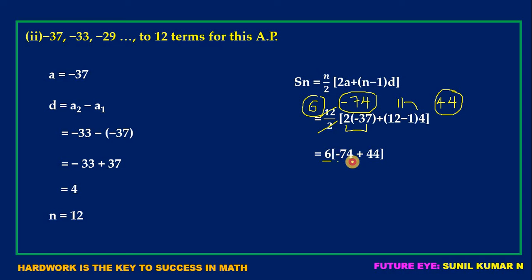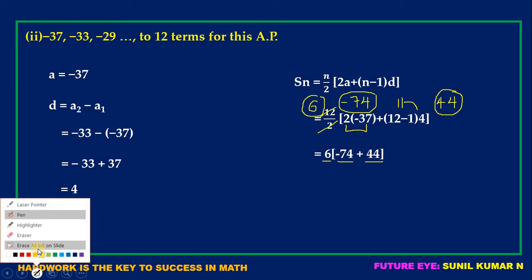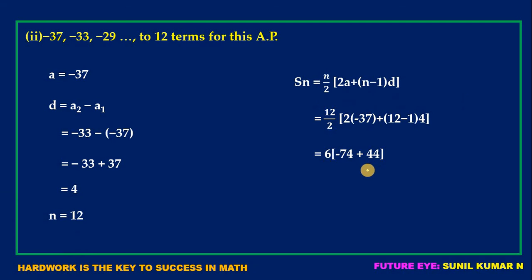ಸೊ 6 ಬರ್ದಿದ್ದೀವಿ, minus 74, so plus 44 we have written as it is. ಸೊ ಈಗ ಏನು ಮಾಡಬೇಕು, inside the bracket what is that you have to solve. ಸೊ ಇಲ್ಲಿ ನೋಡಿ minus 74 ಇದೆ, plus 44 ಇದೆ. ಸೊ both are having different sign. ಯಾವಾಗ ಡಿಫ್ರೆಂಟ್ ಸೈನ್ ಇರುತ್ತೋ ನೀವು ಅವಾಗ ಸಬ್ಟ್ರಾಕ್ಟ್ ಮಾಡಬೇಕು. ಸೊ ಸಬ್ಟ್ರಾಕ್ಟ್ ಮಾಡಿದ್ರೆ ಎಷ್ಟು ಬರುತ್ತೆ, 30 ಬರುತ್ತೆ.